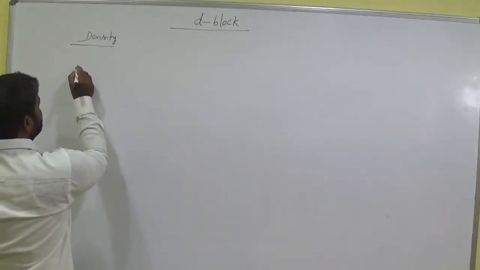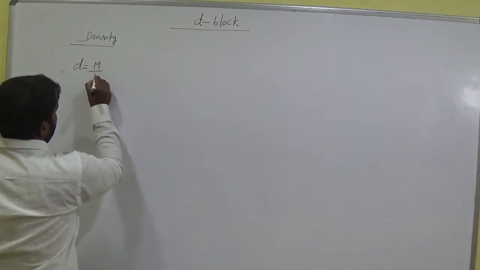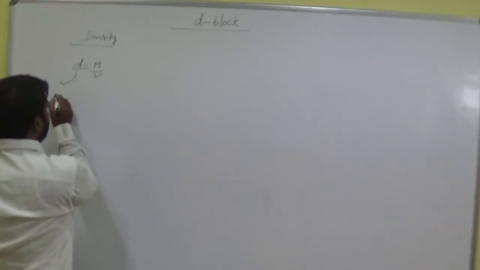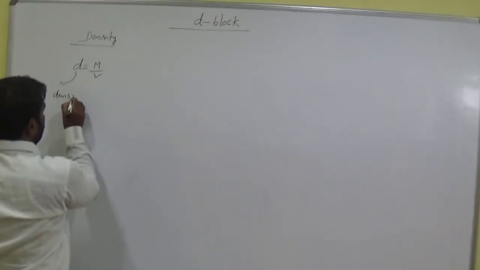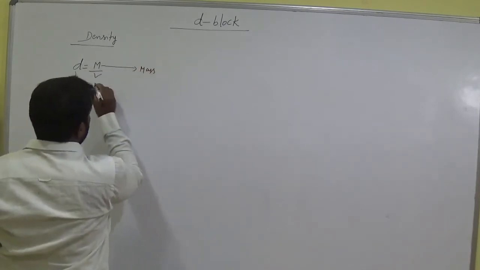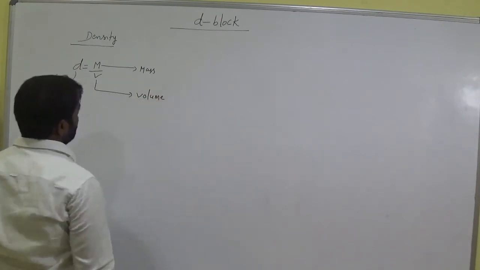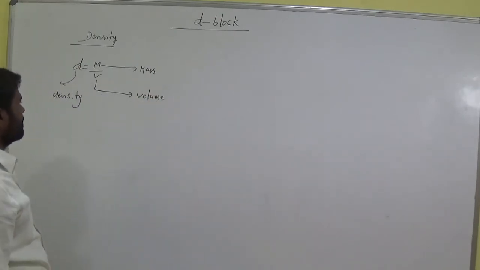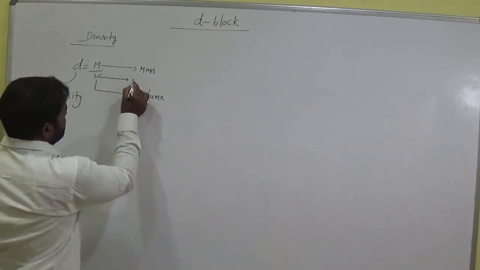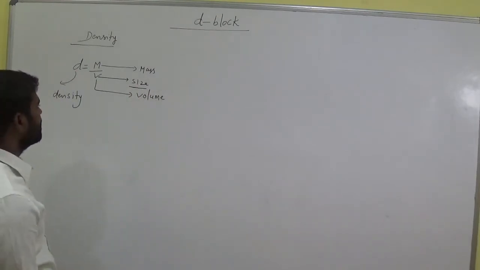So what is density? Simply, density d is equal to, you know very well, mass by volume. This is density. Here, mass and volume. And volume you can also measure as size, the size of the atom.